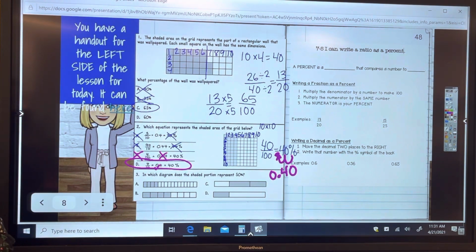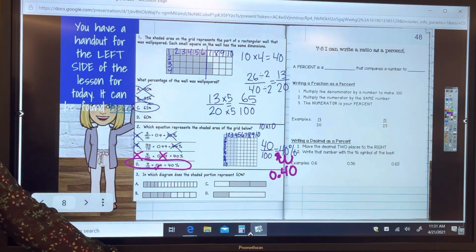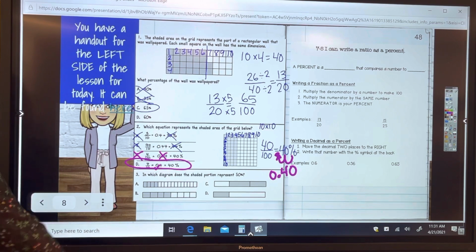All right, number 3 says, in which diagram does the shaded portion represent 50%? So 50% is what? Half. So you've got to count the spaces. The spaces need to be what? Can they be equal or not equal? Equal. They need to be equal. So I want you to figure out which one is half, 50%.